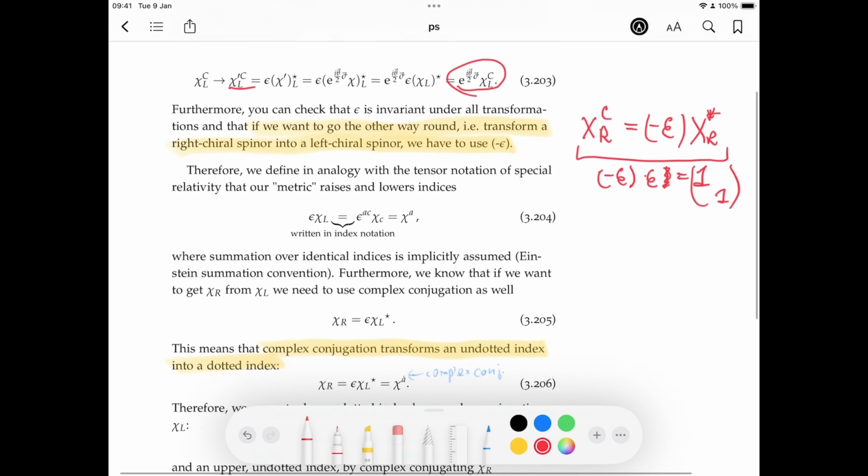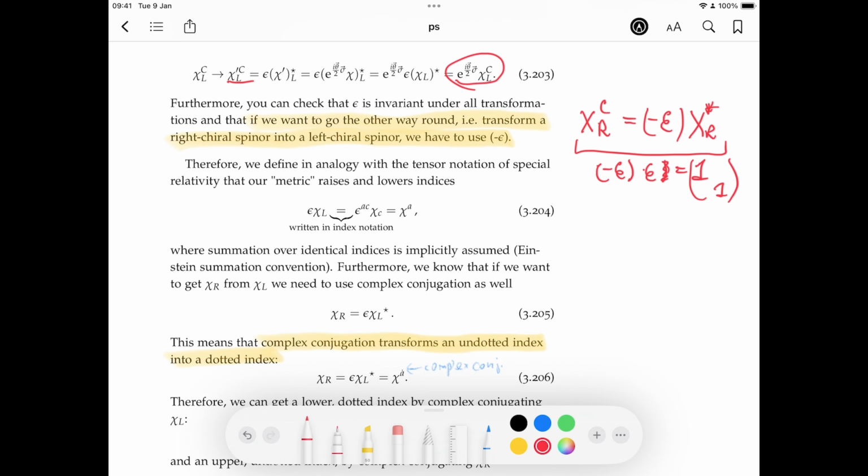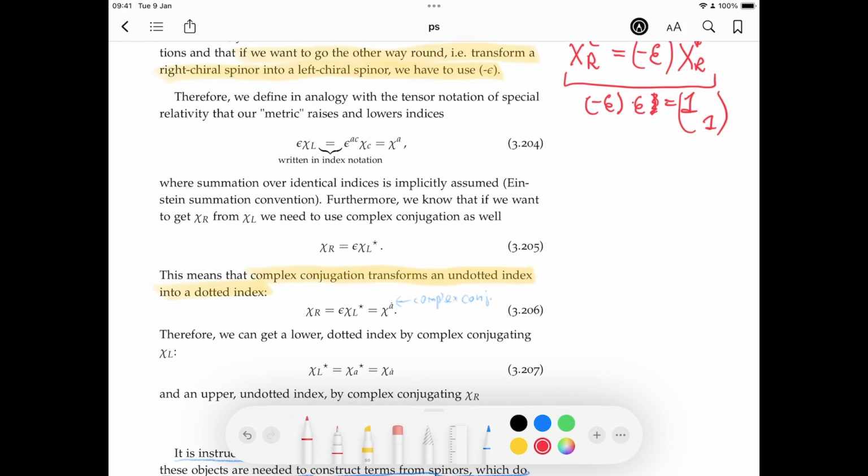What the spinor matrix actually does is put your indices up or down. That's why we call it a matrix. In the same way that a Lorentz matrix acts on vectors and puts their indices up or down, the spinor matrix in this case also puts your indices up or down. So that's all it does.